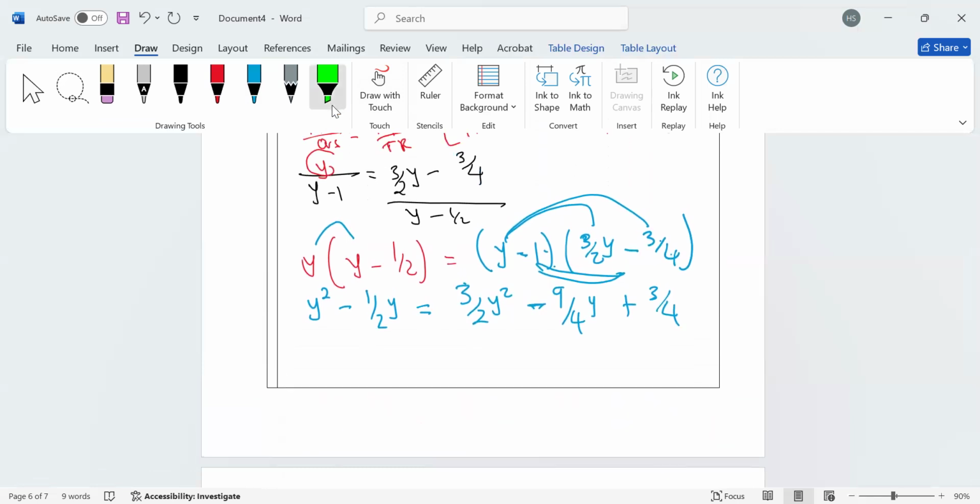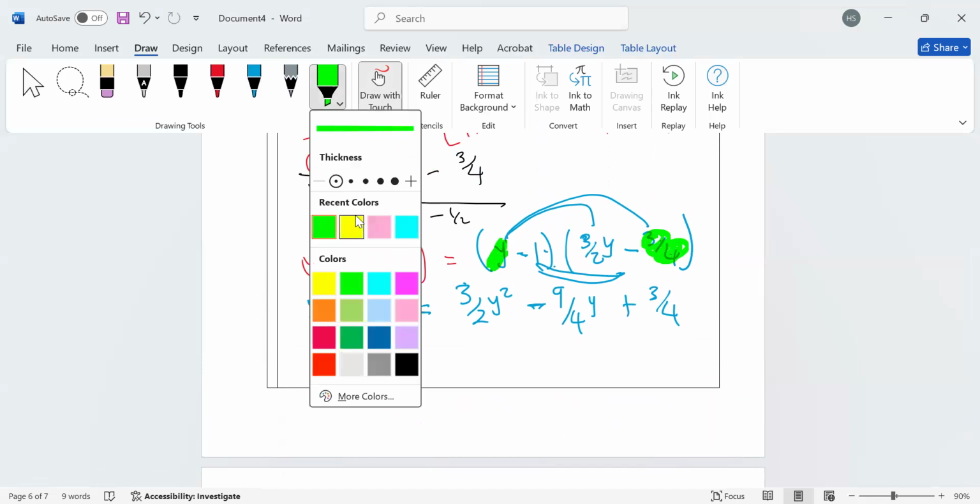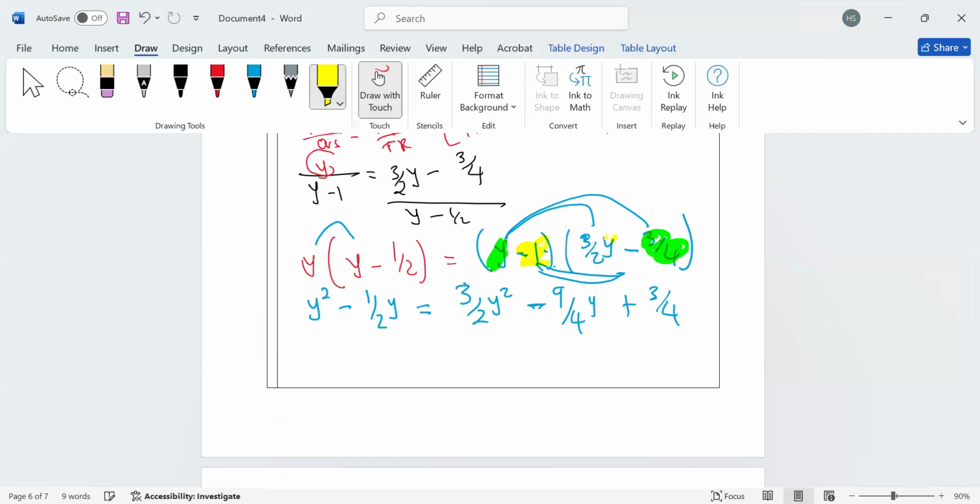Negative 9 over 4 Y. We said this one multiplied by this one, and then we also said this one multiplied by this one. We foiled. And then it's negative and negative, so they give us negative 9 all over 4.